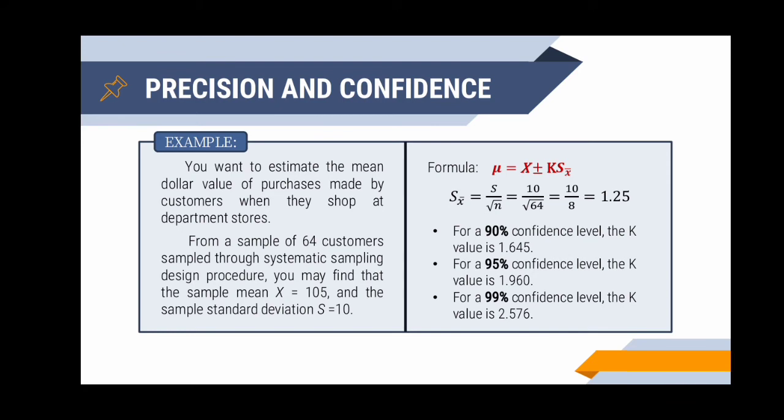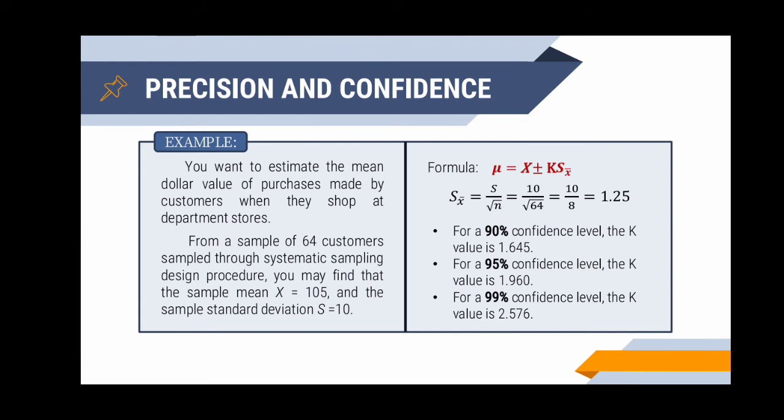Going back dun sa example natin, it says that you want to estimate the mean dollar value of purchases made by customers when they shop at department stores. From a sample of 64 customers, sampled through systematic sampling design procedure, you may find that the sample mean is equal to 105 and the sample standard deviation is 10. So what we are going to do here is to find the population mean and look at the difference as we use different confidence levels.